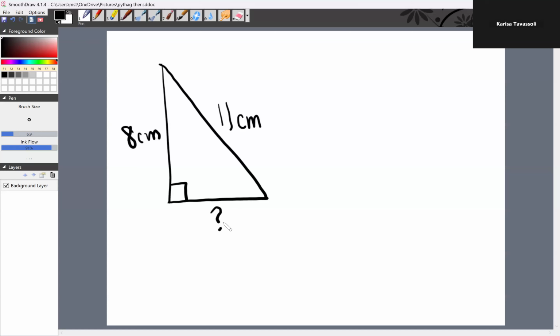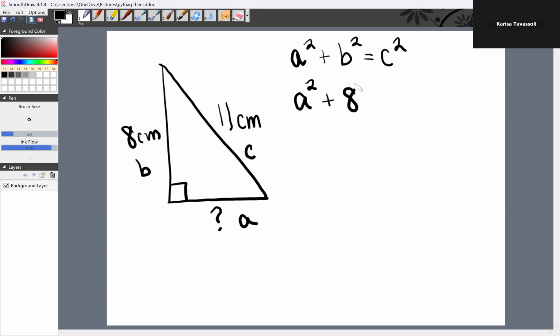So in order to do this, we're going to use the Pythagorean theorem, which says that a squared plus b squared equals c squared, where a is the length, b is the height, and c is the hypotenuse. So let's plug in what we do already know. We don't know the length of a, but we do know the height of b, which is 8. So we'll write 8 squared, and we'll set it equal to 11 squared, because we know that the hypotenuse is 11.